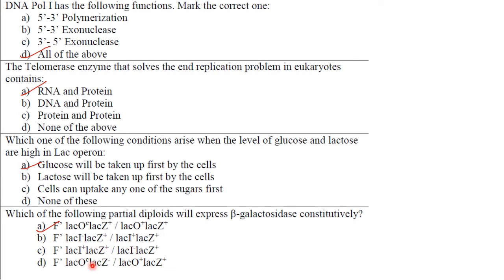But in option D, LAC-Z minus itself is not there. So even though operator is constitutive, LAC-Z minus is present, that is beta-galactosidase itself is not there. So even if it is constitutive, beta-galactosidase will not be produced. So the answer here is option A.